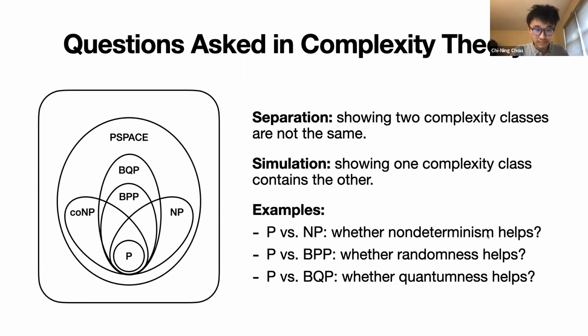Given this, the P versus NP problem is a synonym of asking whether non-determinism can help you speed up the computational time. Similarly, the P versus BPP and P versus BQP problems ask whether randomness and quantumness help. I hope the discussion of complexity classes gives you a sense of what modern theoretical CS is focusing on: instead of studying specific problems, we look at collections of problems called complexity classes and study their relations.